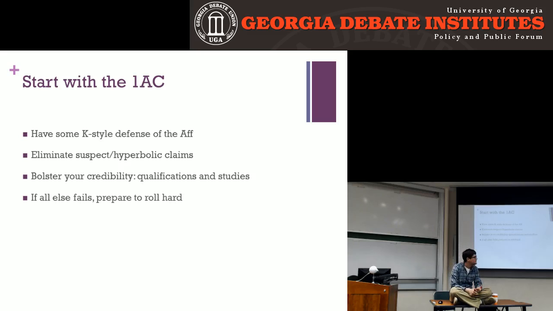Okay. Next, eliminate suspect and hyperbolic claims. It's amazing how people will be drawn to rhetorically powerful evidence even when those cards lack warrants, and are probably not the greatest argument. There are a lot of impact cards that are just over the top, like in this China VA, there's the card that's like, the CCP wouldn't hesitate to kill a billion people with biological weapons because they're mean.